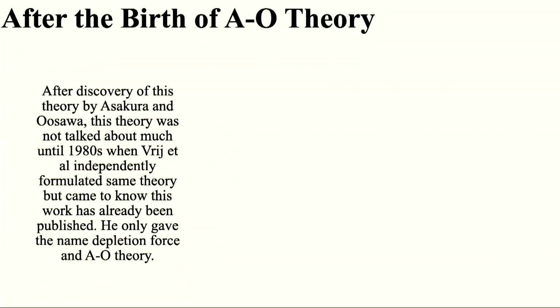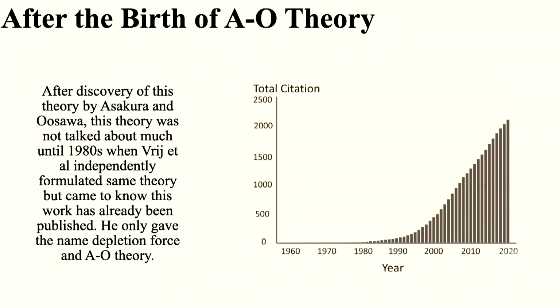So what happened after the birth of AO theory? Nobody talked about it that much after 1954. But in 1980, another independent group, Vrij et al., formulated the same kind of theory. Later they came to know that this theory was already formulated in 1954. Thereon, people started considering that work, and after that we can see the citations start increasing exponentially. Before 1980, there were no citations of that paper.